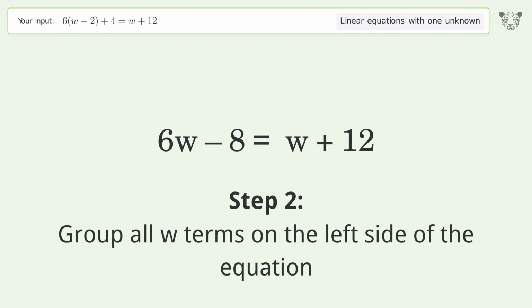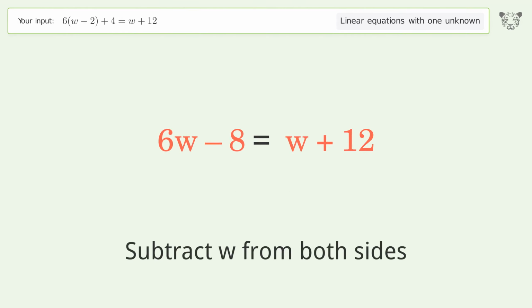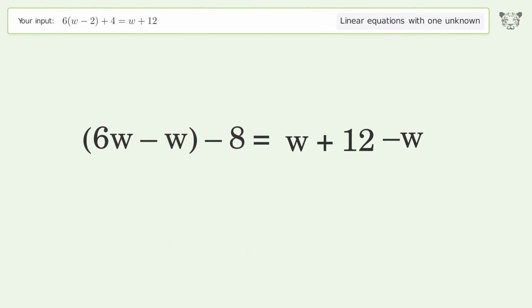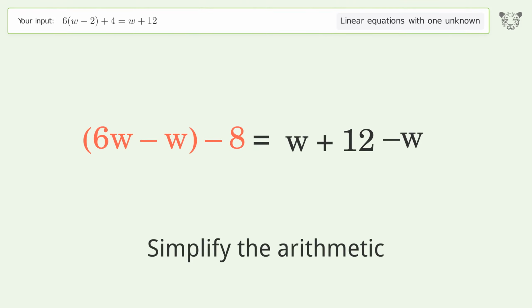Group all w terms on the left side of the equation. Subtract w from both sides. Group like terms. Simplify the arithmetic.